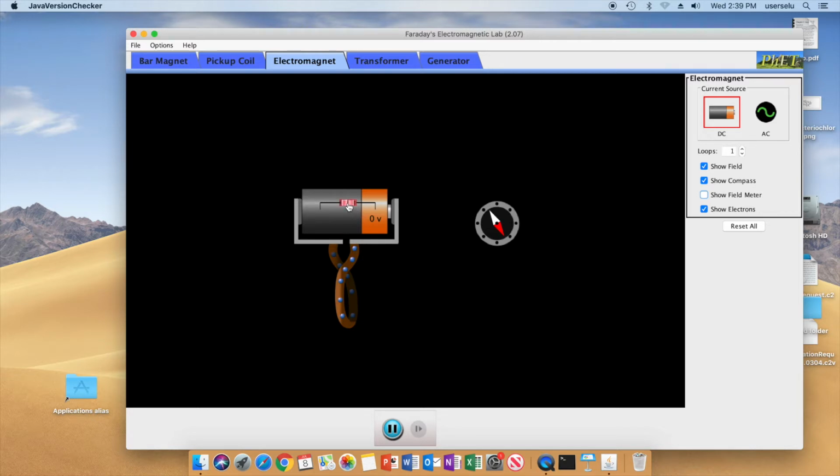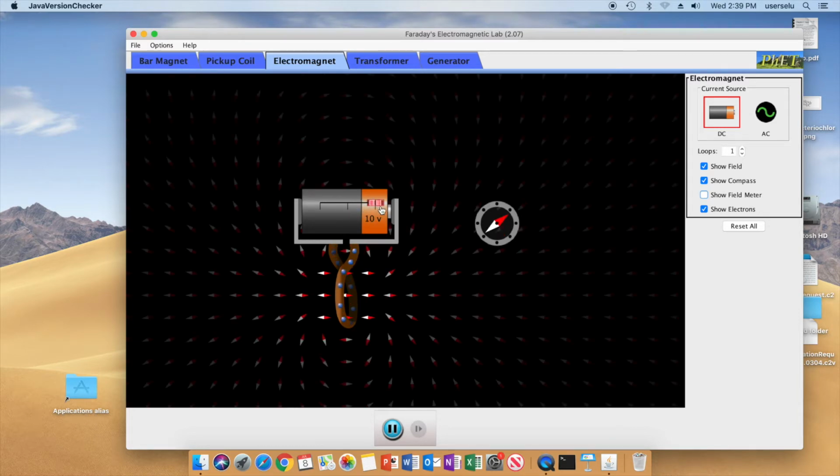So for my 0 volt battery, let me now turn the battery on so that I have a flow of current in that conductor. Now the blue little dots are indications of the flow of electrons. So the electrons you can see are coming up from the bottom of the loop and flowing into the battery. But keep in mind that the current is not the flow of negative charge. The current is the movement of a positive charge.